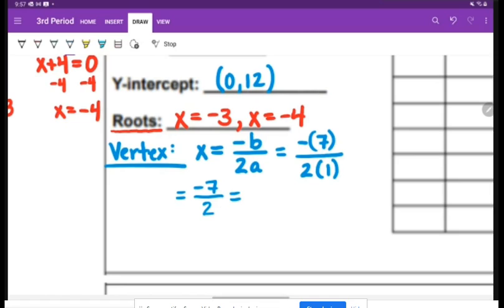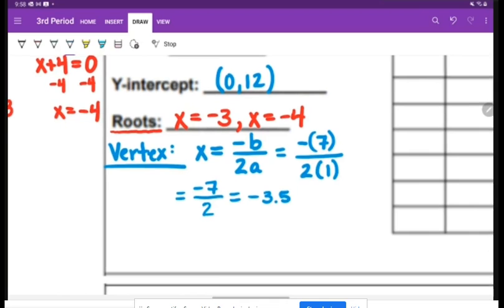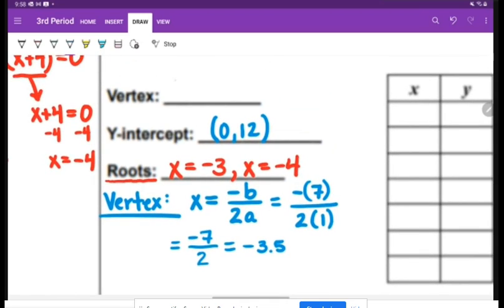And we can leave our answer like this. This is a perfectly fine answer. Negative 7/2, we can write it like that. But it's a lot harder, in my opinion, to think about where a fraction might be located on the graph. It's easier if we convert that into a decimal. So you can either do this in your head, or you can pull out your calculator and type in negative 7 divided by 2. Negative 7 divided by 2 is negative 3.5. So I'm going to convert this into a decimal. That is the x value of our vertex, negative 3.5.